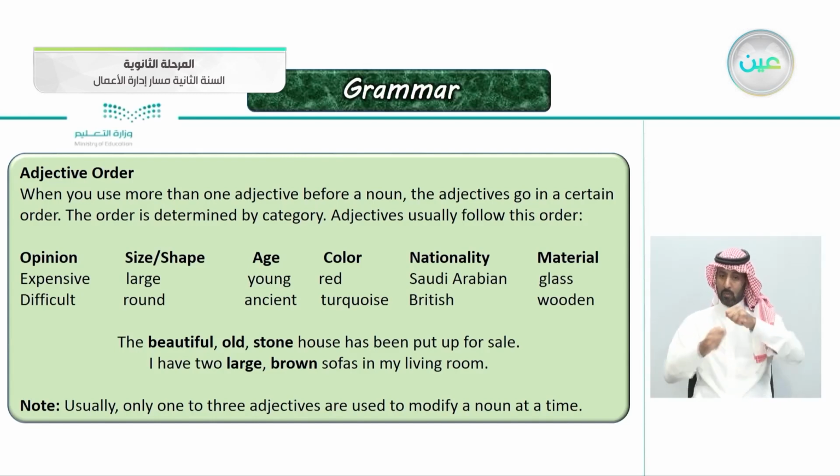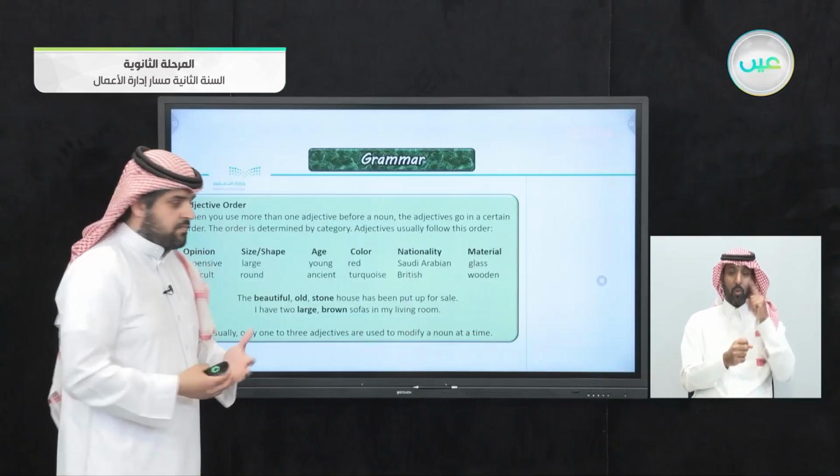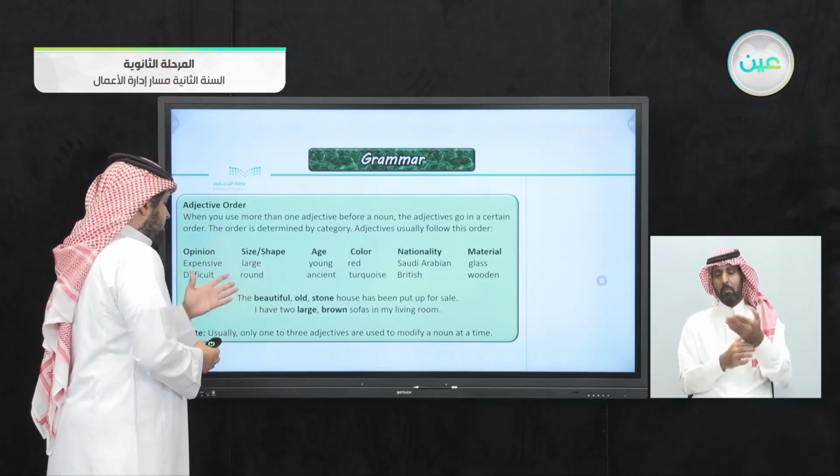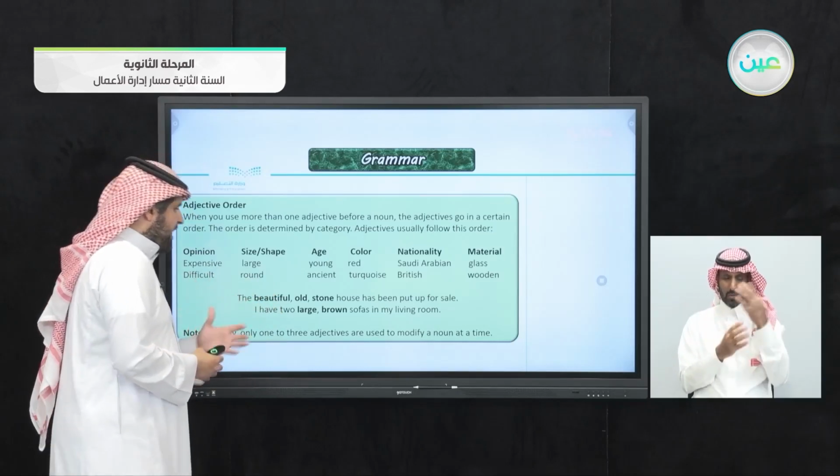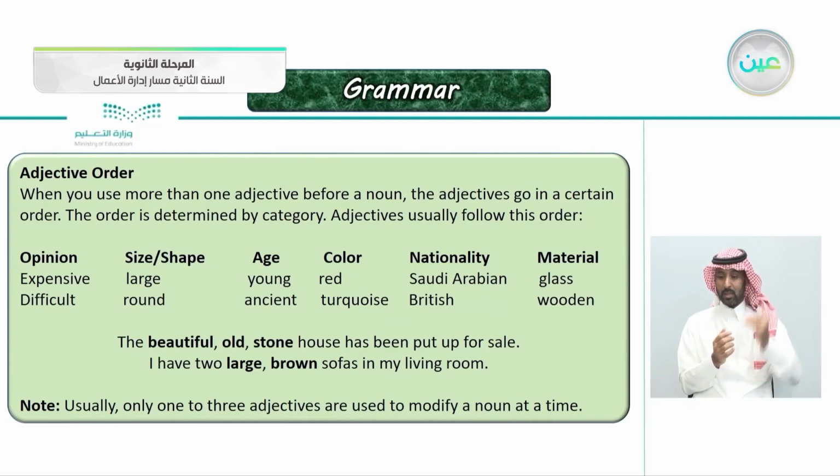For example, the opinion here, expensive or difficult. So you're giving here your own opinion. Size or shape, large or round. Age, young or ancient. Color, red or turquoise. Nationality, Saudi Arabian, British. Material, glass or wooden. So this is what he meant when he says here it's determined by category.